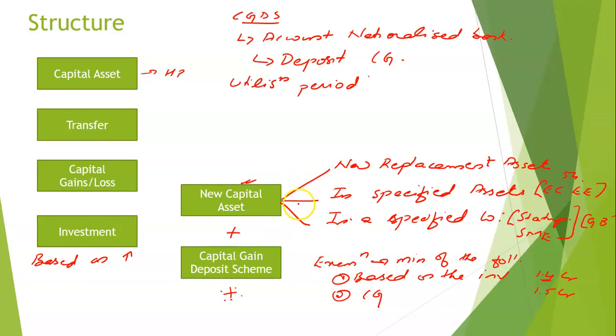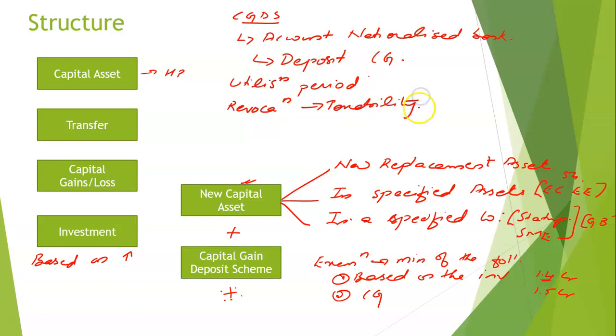So say he sells a house property and puts the money in a capital gain deposit scheme. The Income Tax Act says you can keep it there for 3 years. Within 3 years, you have to find a new capital asset in which you are going to invest. Now if you do not utilize it within 3 years, you will have revocation. By revocation, what I mean is that whatever exemption you took previously, you will have a revocation of that exemption. That is, you will have a taxability attraction.